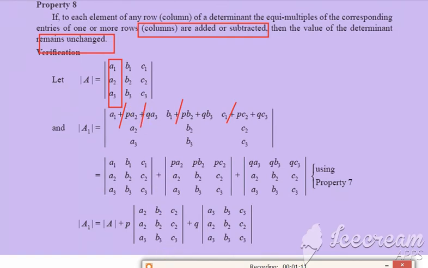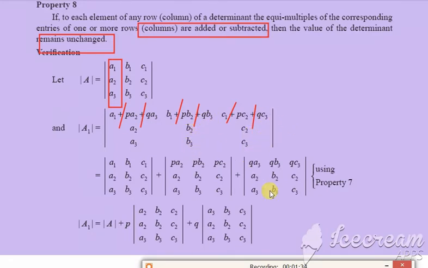Next Q into B: P2 B2 B3. Next P into C2 C2 C3. Next, the third column: Q into A3, A2 A3. Next Q into B3 B2 B3. Q into C3 C2 C3.